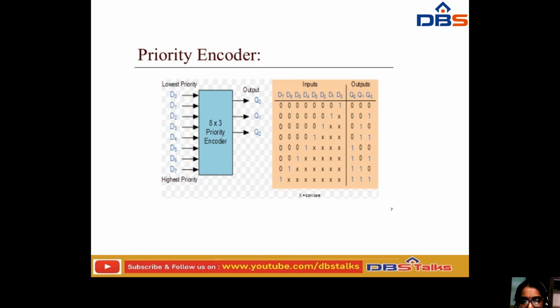So we already know about this. If it is 0 at the 0th place, it will be kept 1. So we have given priority for this D0. At the first position it is placed as 1 and the remaining are all set to 0. And at the next place, D1 has been given priority. So at this second place the value is set to 1 and the remaining values are set to 0.